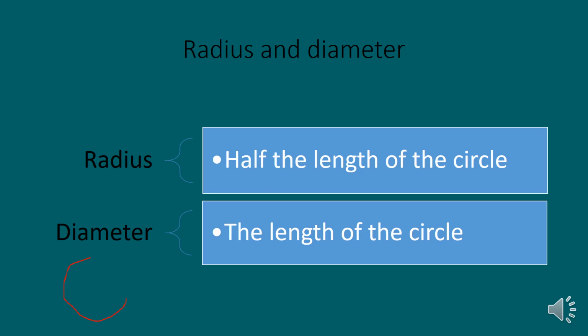So let's say this is a circle. The diameter is a straight line through it. Okay, guys? And then the radius is half of that. So this is the radius, and this is the diameter. All right, guys? The long line is the diameter. The short line is the radius.